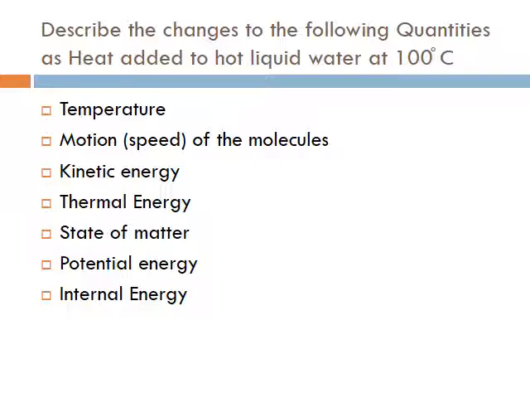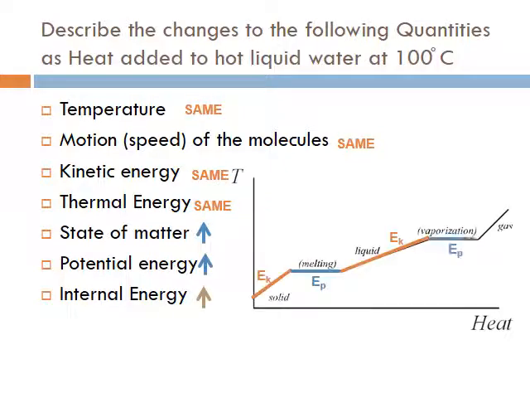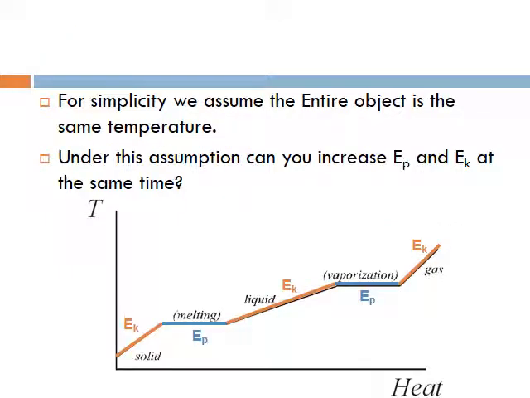Similarly, now we get it up to 100 degrees Celsius. We keep on adding energy, and the temperature stays the same. We're now boiling or vaporizing the water, turning it into a gas. So it changes states of matter. We're breaking bonds even further, giving it more potential energy. Internal energy goes up, and we're at the next plateau where we vaporize this substance. So we're going to use this graph a lot.